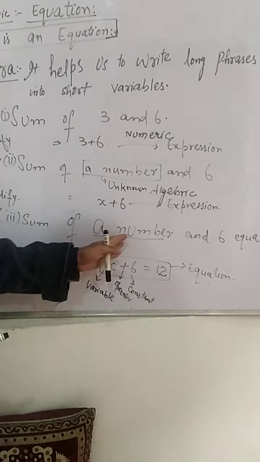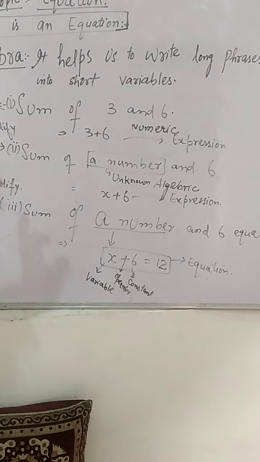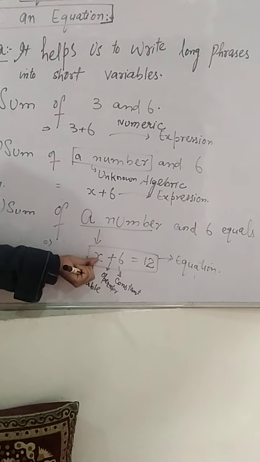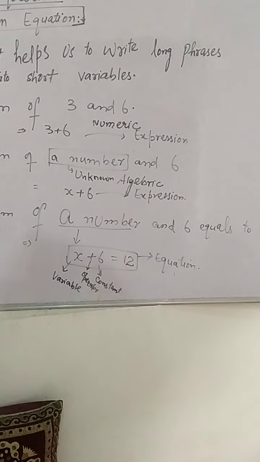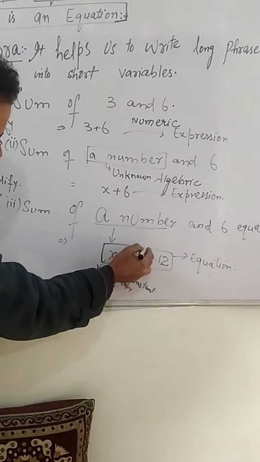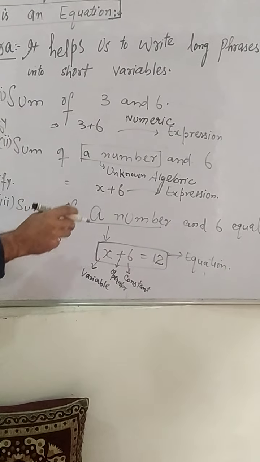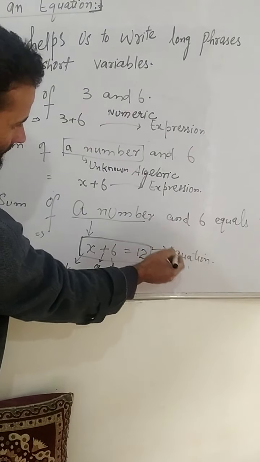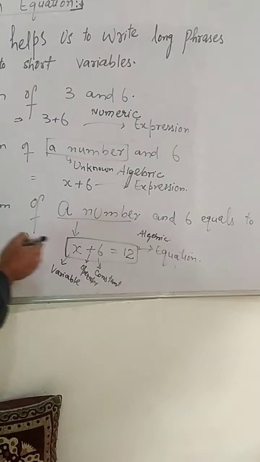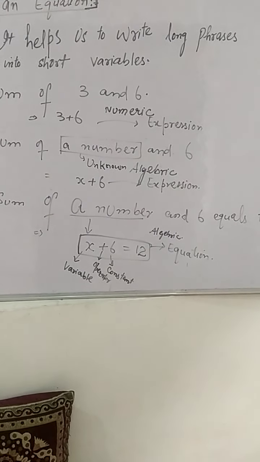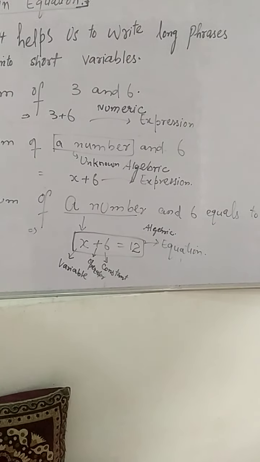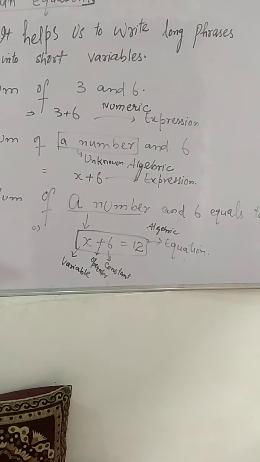This is a long phrase, sum of a number and 6 equals to 12. So by this algebra, we can write in short x plus 6 equal to 12. So this whole mathematical statement is not called expression, but this is called equation, or we can write it as algebraic equation, or we can write this as simple equation or simple linear equation. This is the basic concept regarding this equation.